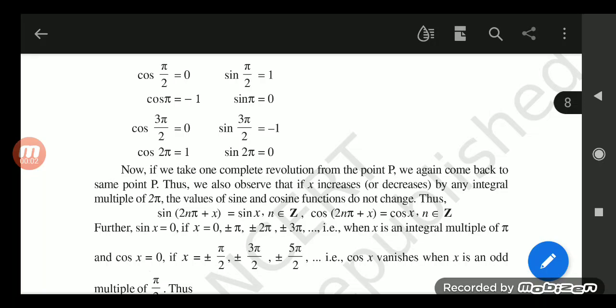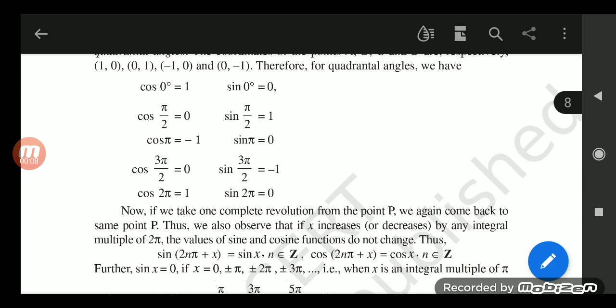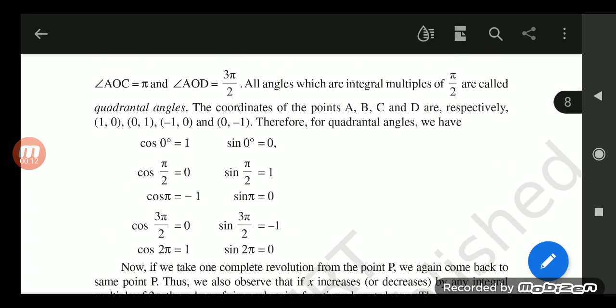Hello everyone. So in this module we are going to learn from where we left off. So we were learning about cos pi by 2 and all of this, right? Or basically all of this.